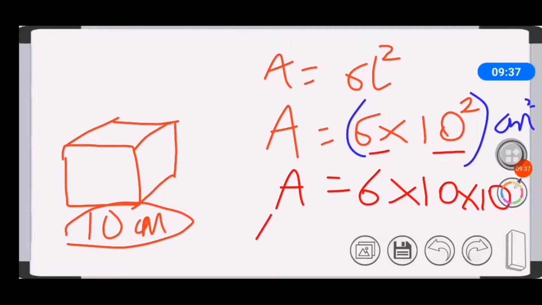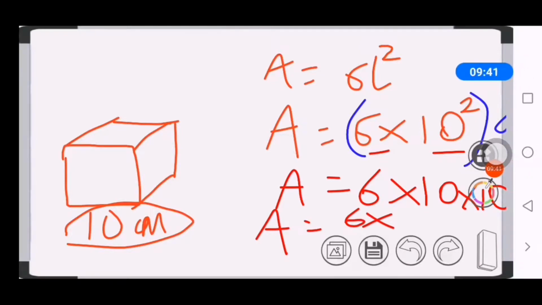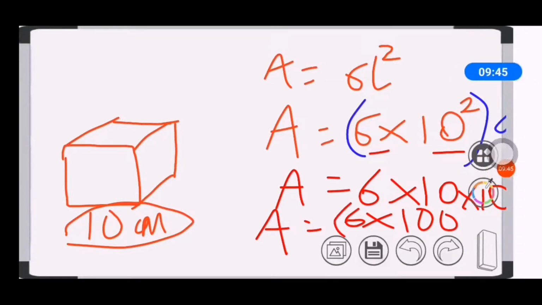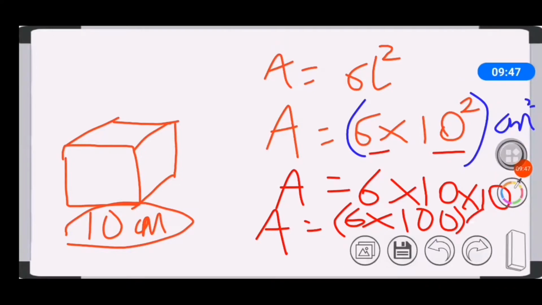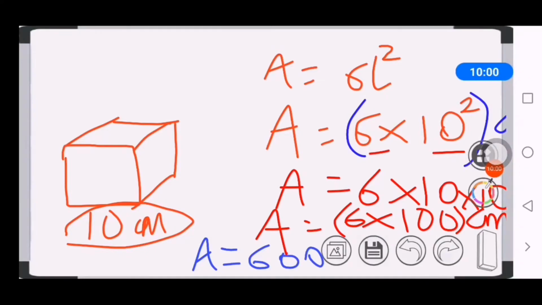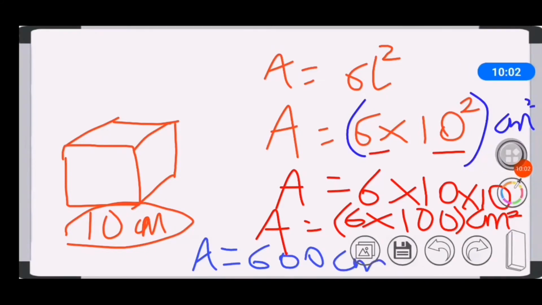All right, then our area is going to be 6 times 10 times 10, which is 100. Don't forget that in all steps you need to put your unit, which is the squared centimeters. So finally our answer will be 6 times 100, which is 600 squared centimeters. Get it?